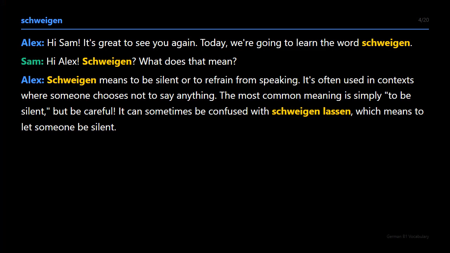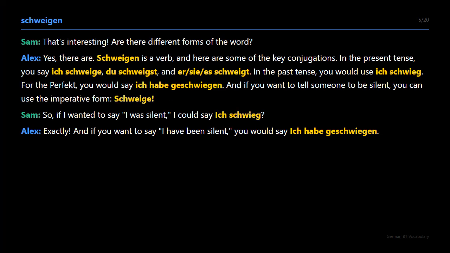That's interesting. Are there different forms of the word? Yes, there are. Schweigen is a verb, and here are some of the key conjugations. In the present tense, you say Ich schweige, Du schweigst, and Sie, es schweigt. In the past tense, you would use Ich schwieg. For the perfect, you would say Ich habe geschwiegen.